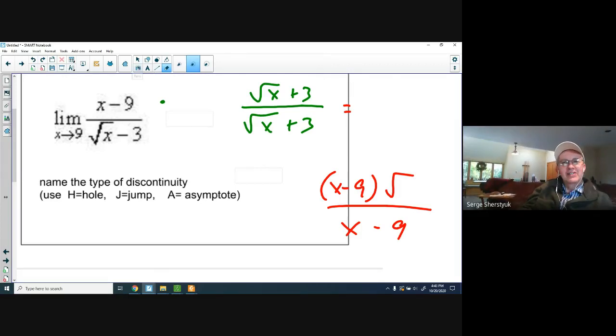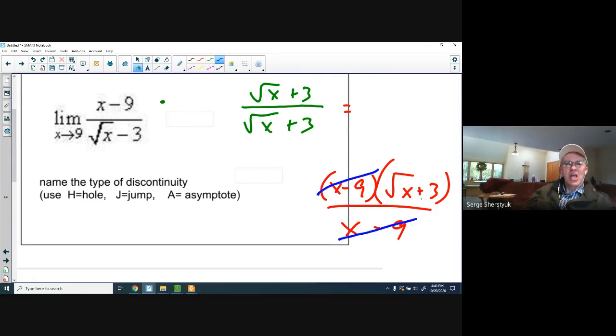Okay, so this is parenthesis x plus 3. And I'm canceling this against this. Now this simplified just to this. And now plug in 9. So plug 9 in here. 9, so that's a 3. Oh, that's a 6. Overall, that's going to be a 6. Let's just verify that. And because we were able to cancel this discontinuity, it is a hole. Okay, next.